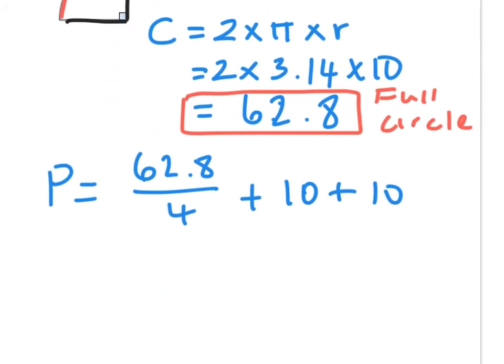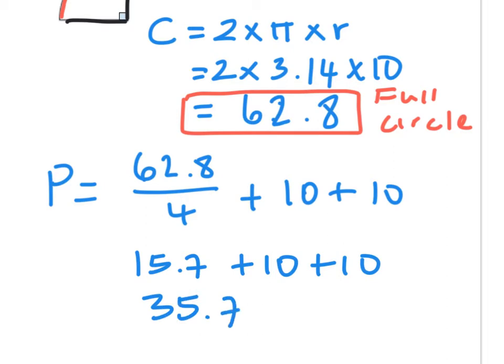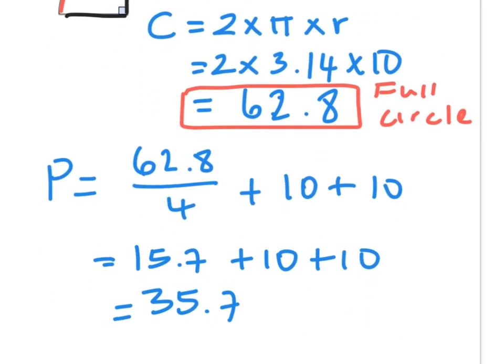So that is going to be 15.7 plus 10 plus 10, which is 35.7. And what's the unit we're using in this question? We go back up and see centimeters. And there you go.